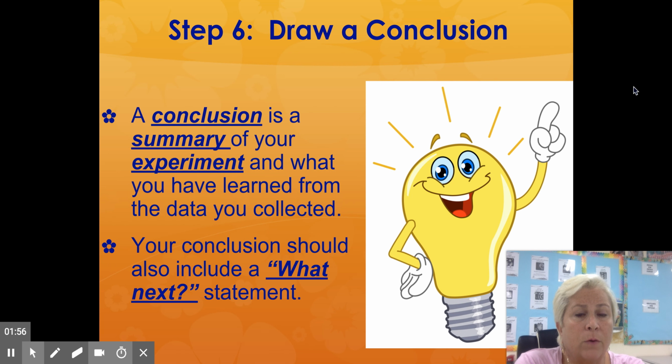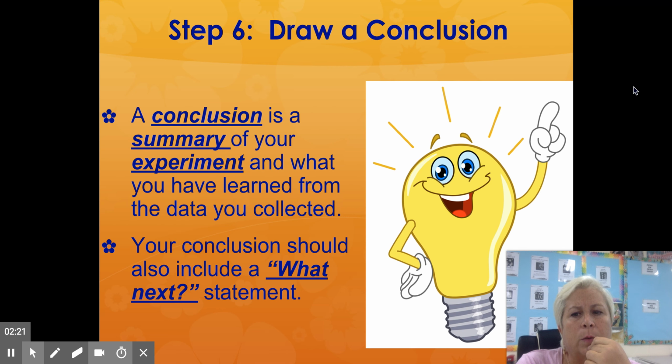And the same thing if your hypothesis is wrong. If you were completely off the mark, that's okay. You still know more now than when you started, right? So your what next might be, how are you going to change your hypothesis? What do you think now is the answer to the question? Do you want to hit it from a different direction, or do you want to change the cooling methods altogether?